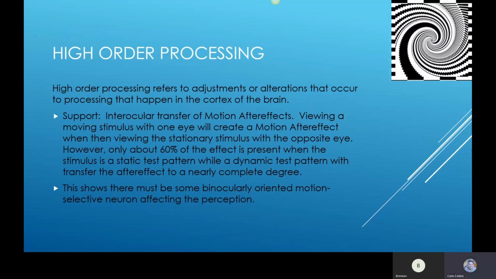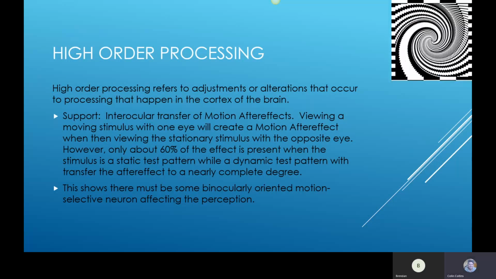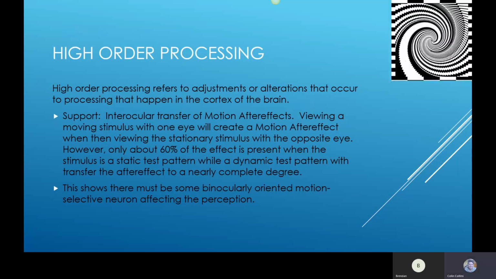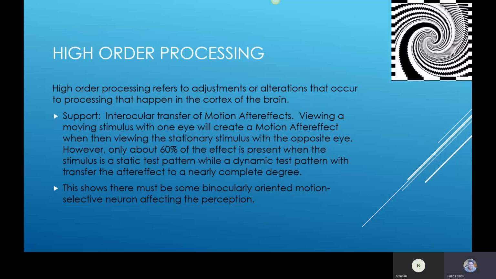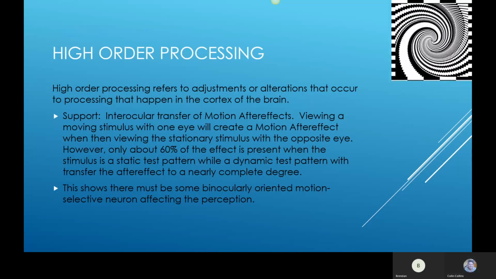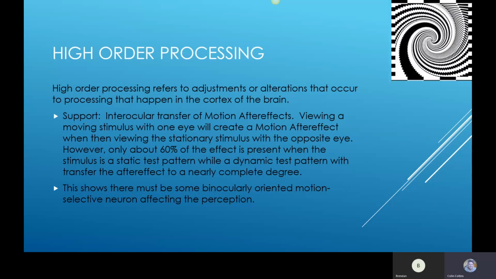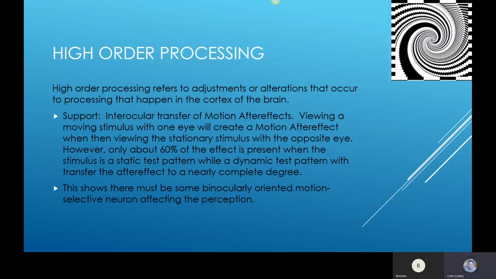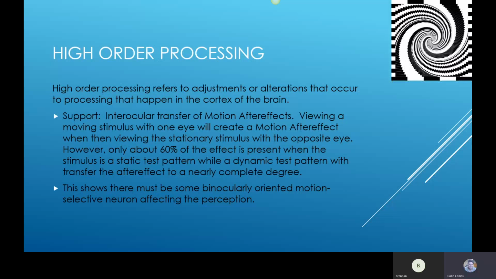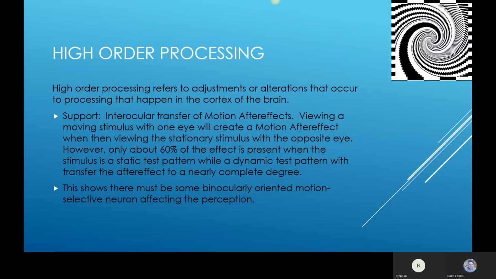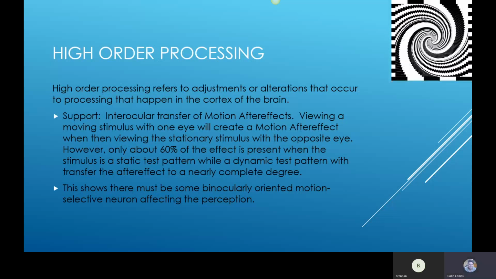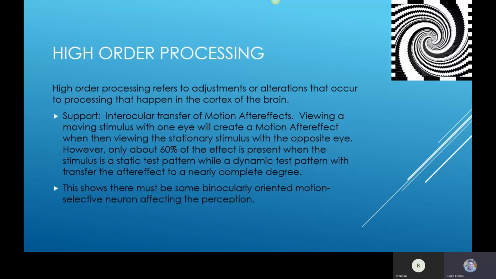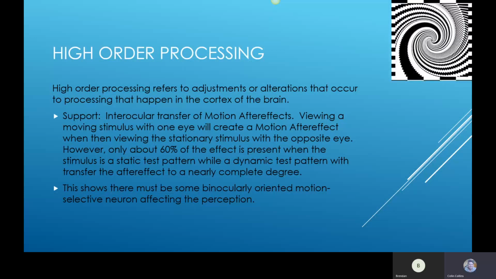Now, the spiral in the top right corner of this slide would be what's called a dynamic test pattern. This dynamic test pattern would transfer nearly the entire effect over to the other eye. The dynamic test pattern being the image actually changing. So in this example, the white becomes black and the black becomes white and it repeats in a circle. Now, what this actually shows is that there must be some binocularly oriented motion selective neuron affecting perception.